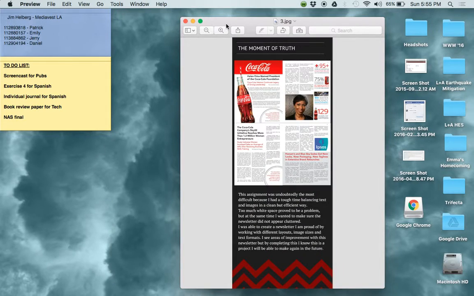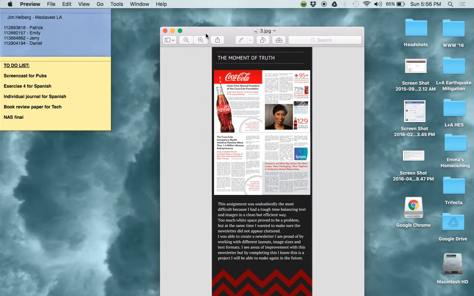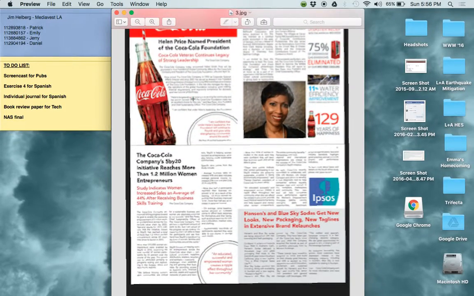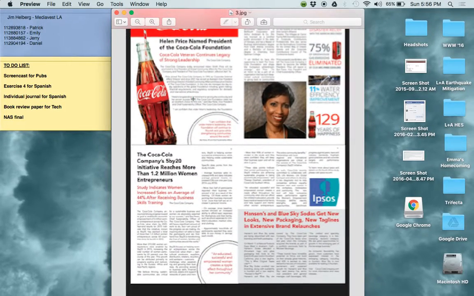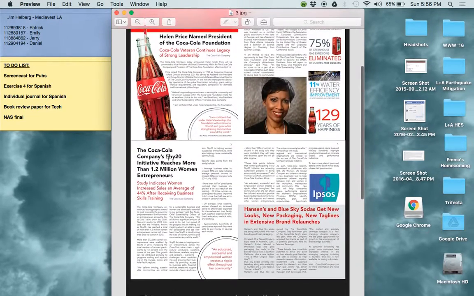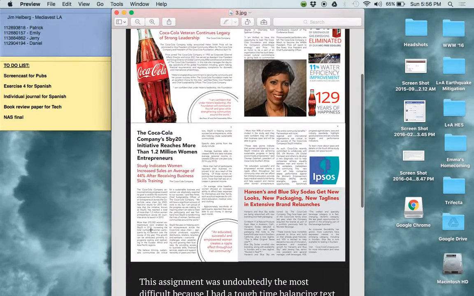And then our final assignment was a newsletter. This one was actually the most difficult assignment this semester because we had to put in stories and information that our target audience of this newsletter would want to read without making it seem cluttered and eliminating as much white space as possible.